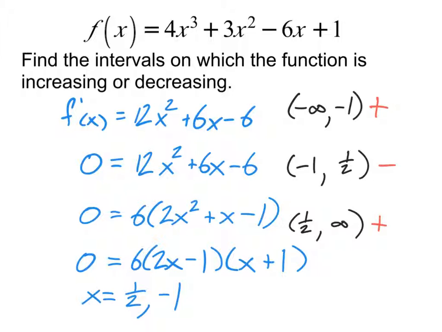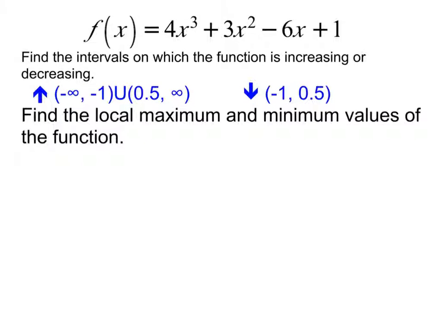So, having done that, you notice that we have a positive, a negative, and a positive. That's where the slope is positive, negative, and positive. Remember, wherever it is positive, that means that the function is increasing there. And so when I write where it is increasing, I'm going to write it as negative infinity to negative 1, union with the 1/2 and the infinity.